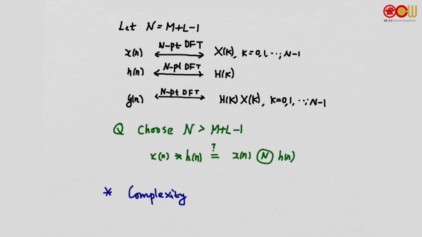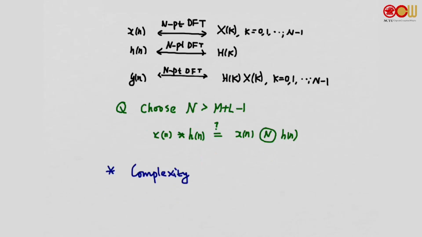So indeed, we can do linear convolution using circular convolution. But why bother? Why do we want to perform linear convolution this way? This seems to be a roundabout way rather than a straightforward approach. Why do we want to go in a big circle and come back to linear convolution? The reason is complexity. So let's first examine what is the complexity that is involved in doing linear convolution or circular convolution this way.